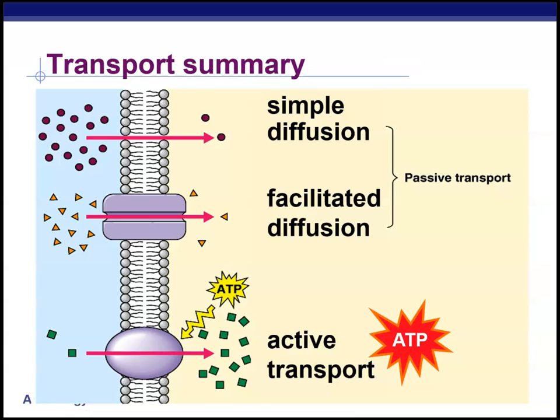There's our visual of those, going from high to low, whether it's just through the bilayer, through a protein in facilitated diffusion, or through a pump using ATP. The top two are passive transport, and the bottom one is active transport. And remember, osmosis, the movement of water, is just simple diffusion, but of water molecules, going from more water to less water.